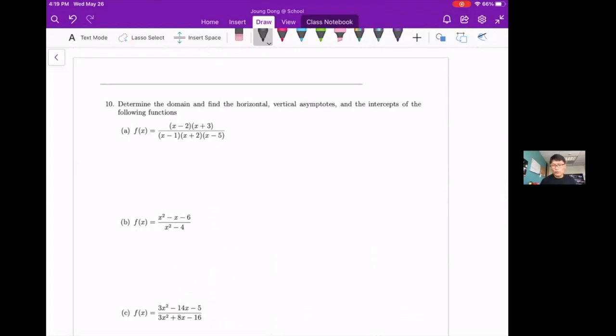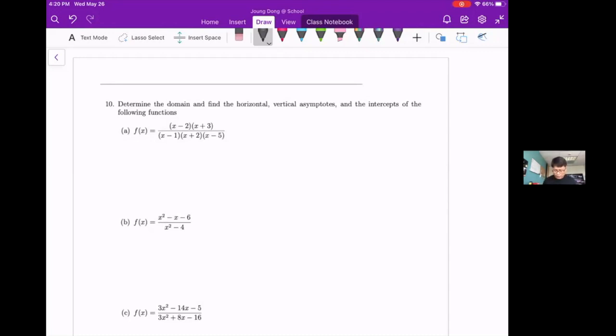As I told you, even though it is really tempting to cancel out the numerator and denominator factors, don't do that. If you cancel out, it is a disaster. So we're going to start with the domain. Domain means you have to find the undefined points, which are the x values that make the denominator equal 0.